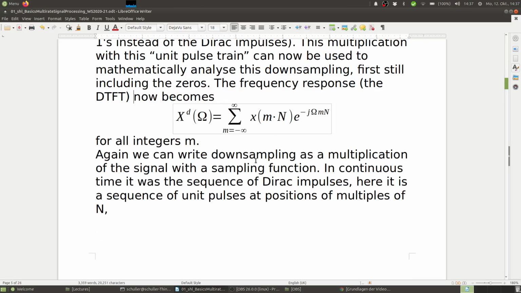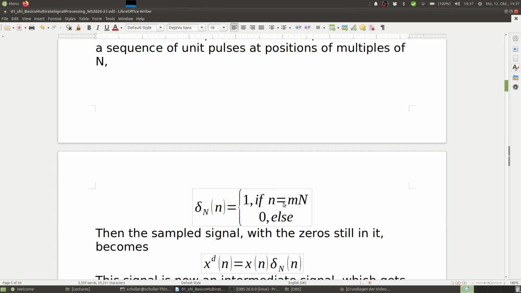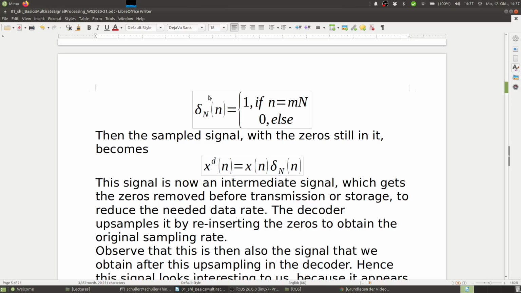Yeah, again, we can write downsampling as a multiplication of the signal with a sampling function. And this is helpful for this analysis. In continuous time, it was a sequence of Dirac impulses. Here it is a sequence of unit pulses at positions of multiples of capital N. So this is now a unit pulse train. So here it has the ones at all the positions that you want to keep and 0 in between. Then the sampled signal with a 0 still in it simply becomes a multiplication of our original signal x times this unit pulse train delta n.